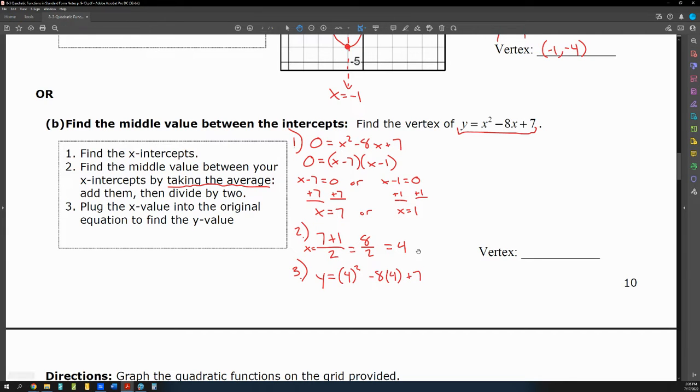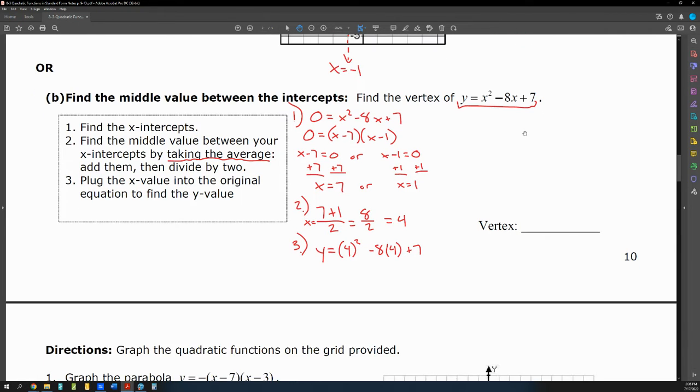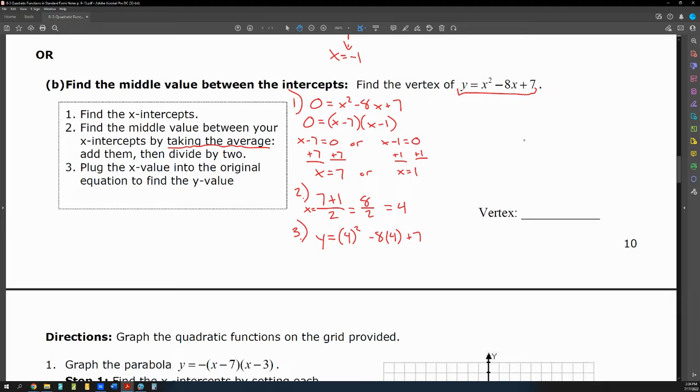And that comes from our original equation. We're plugging in 4 for x. Remember, anytime you plug in anything, you're going to use parentheses. So y is equal to 4 squared is 16. 8 times 4 is 32, so minus 32, and then plus 7. So y is equal to negative 9. So then the coordinates for our vertex is 4, negative 9, and let's go ahead and write that. Positive 4 and negative 9. Okay.